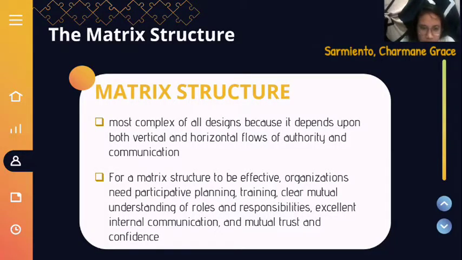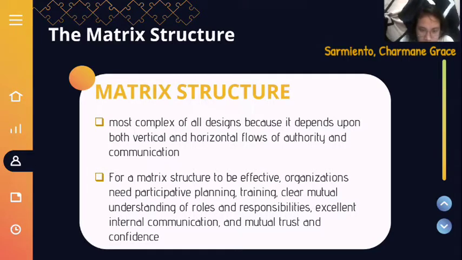It is the most complex of all designs because it depends upon both vertical and horizontal flows of authority and communication. Each employee in a matrix unit reports to two bosses, a functional manager and a product or project manager. This means that there are dual lines of authority in the matrix organization. Despite its complexity, the matrix structure is widely used in many industries, including construction, healthcare, research, and defense.